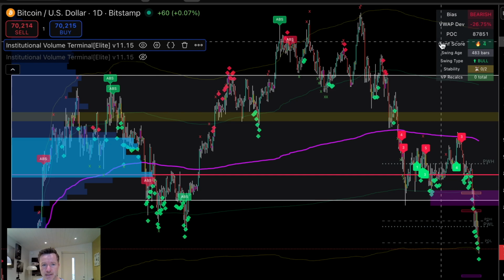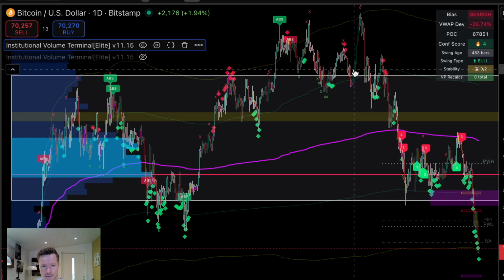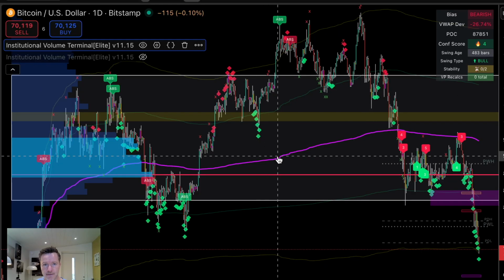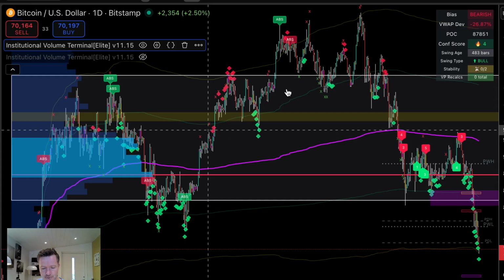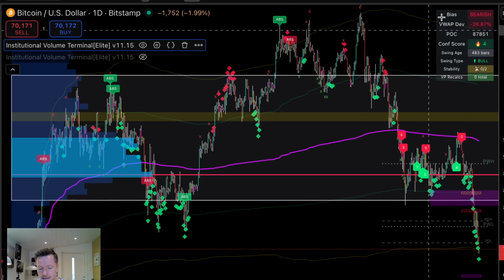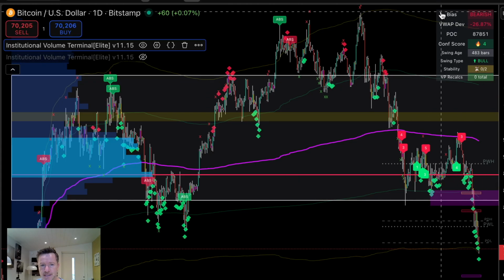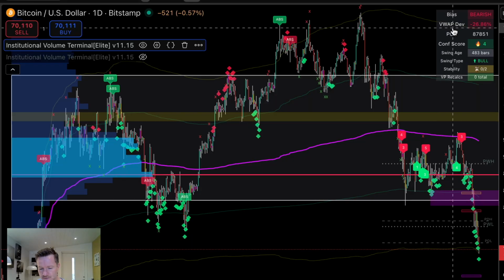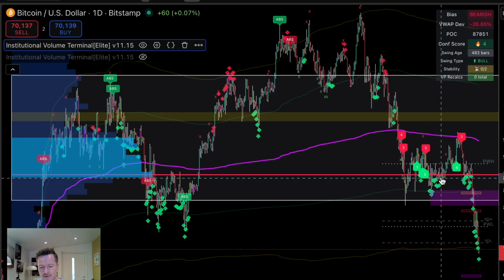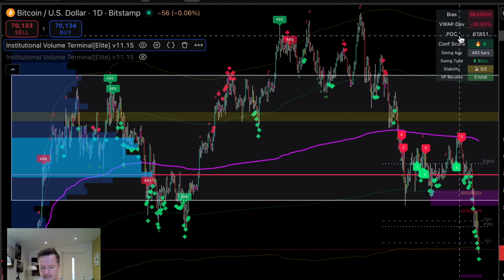Now, let me show you how this played out across three different market conditions over the last 24 hours. Here on the chart we have Bitcoin on the daily. It's brutal right now. We see in the dashboard the structure is bearish. We are now 26.8% below the VWAP. That's where institutions had their largest positions. The POC is right now at 87,851.